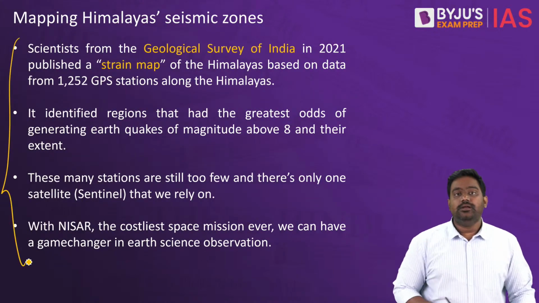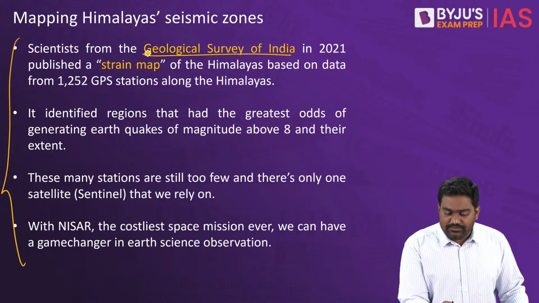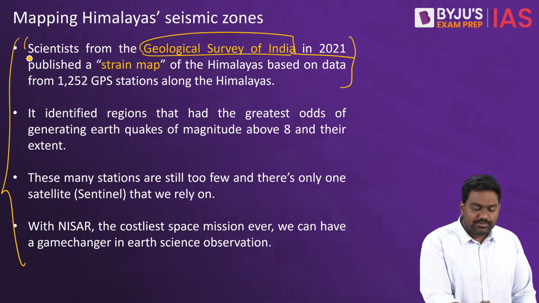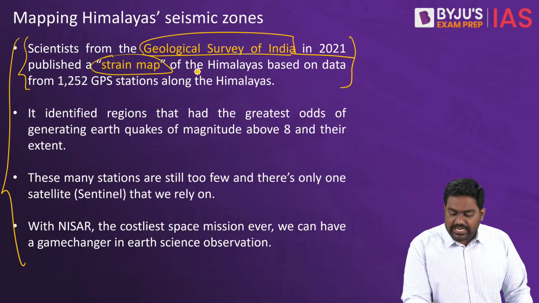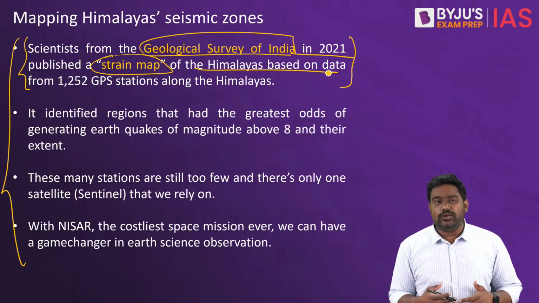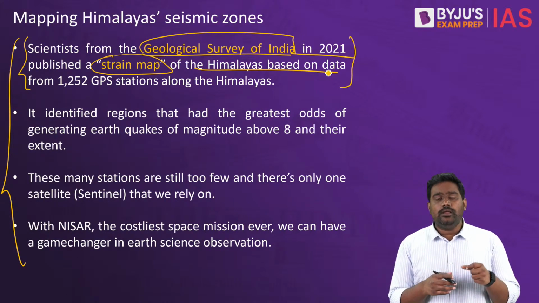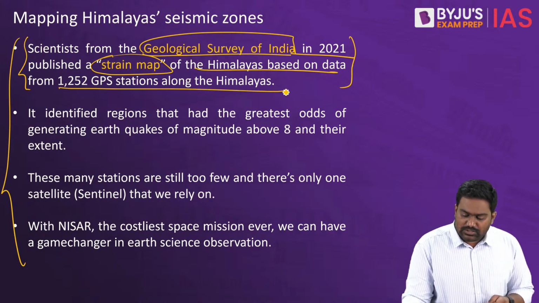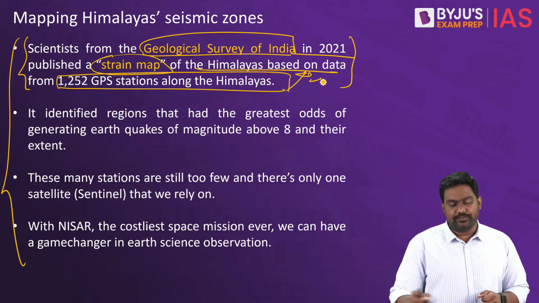along the Himalayas. The Geological Survey of India has already carried out one similar exercise to develop a strain map of the Himalayan belt. This was brought out in 2021. This is based on GPS data collected from around 1,200 GPS points along the Himalayas.